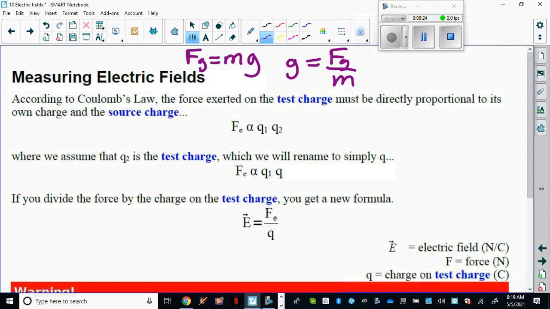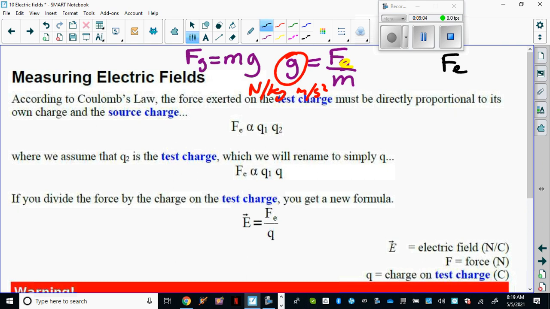Right? And how does this relate to electricity? Well, first, let's just discuss this. g is the gravitational field strength, and it's measured in newtons per kilogram or meters per second squared. Fg is the force of gravity, the force acting on that mass, and m is obviously the mass. How does that compare to electric fields? Well, let's replace this with an E.